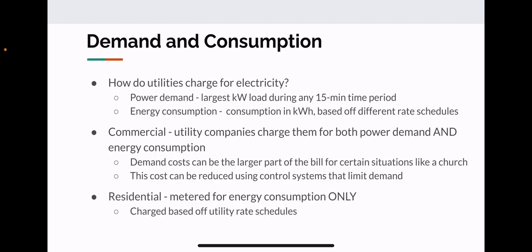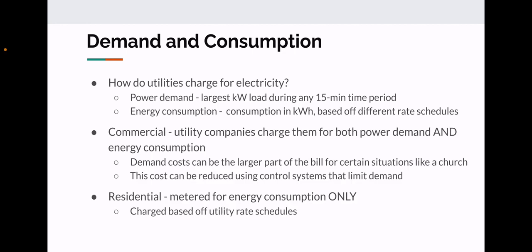So next up is demand and consumption. So how do utilities charge for electricity? They meter two different things: power demand and energy consumption. Power demand is going to be the largest kilowatt load during any 15-minute time period, and energy consumption is going to be the consumption in kilowatt hours based off different rate schedules. And rate schedules are going to be at different prices that the company will be charging. It's not a certain set thing. They have to do it off of these schedules.